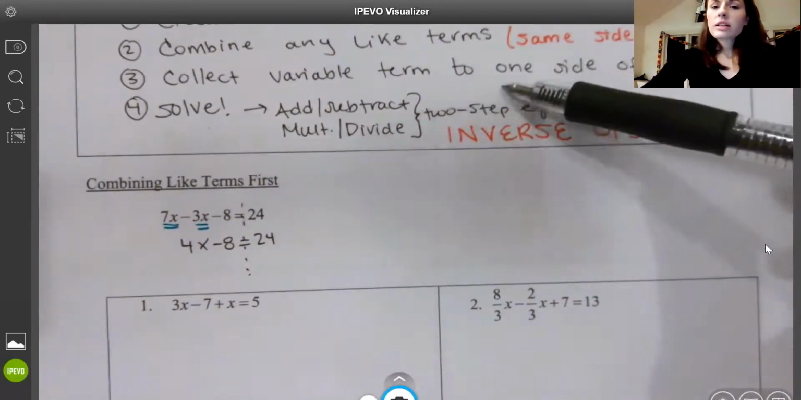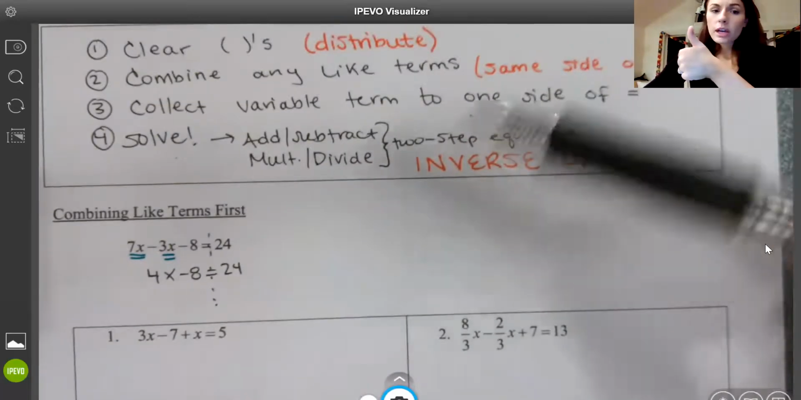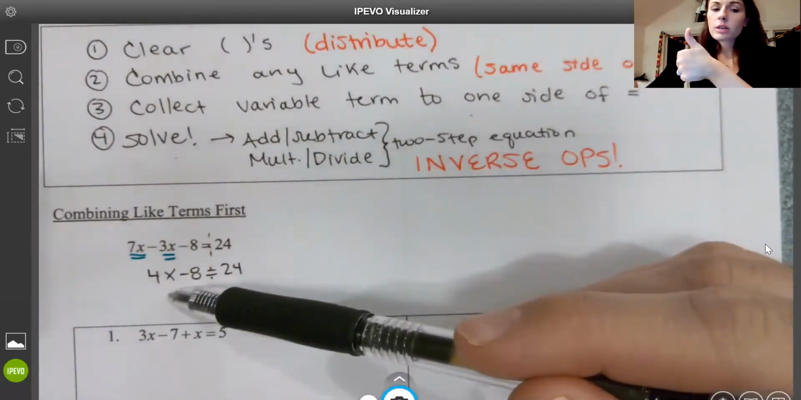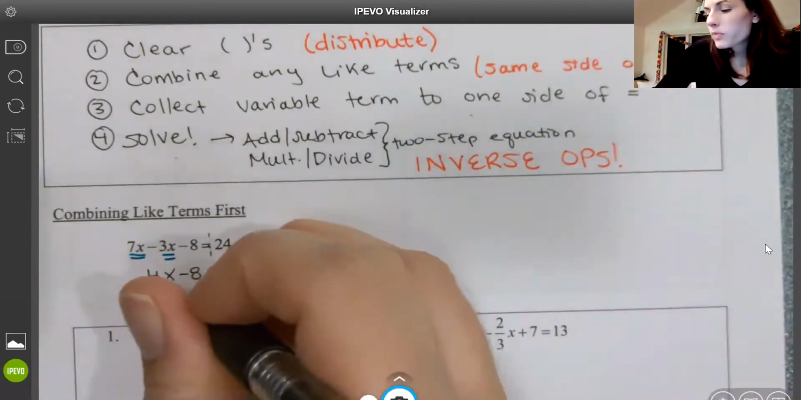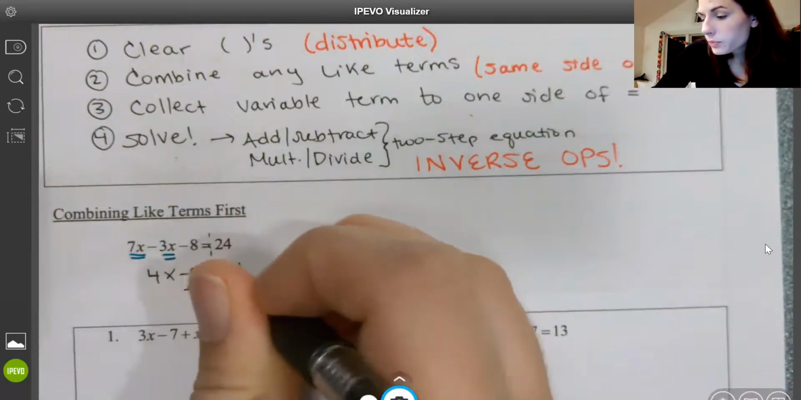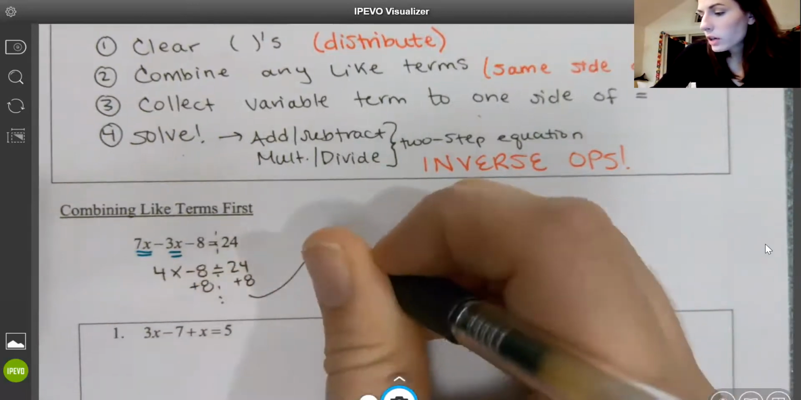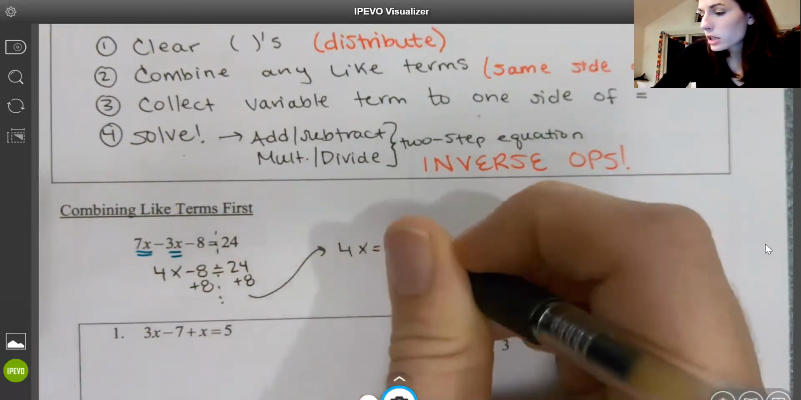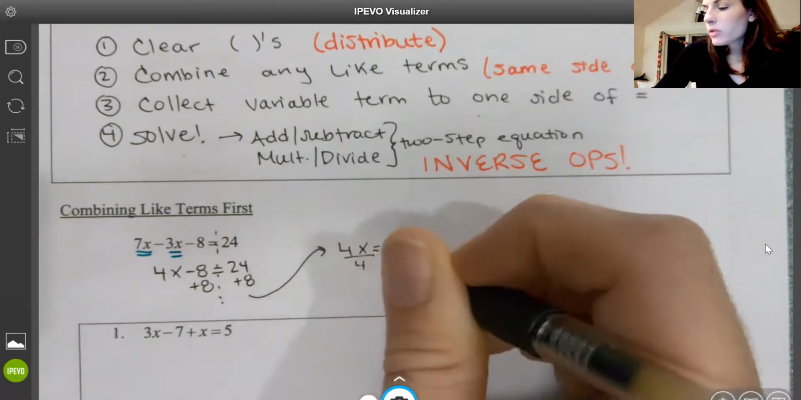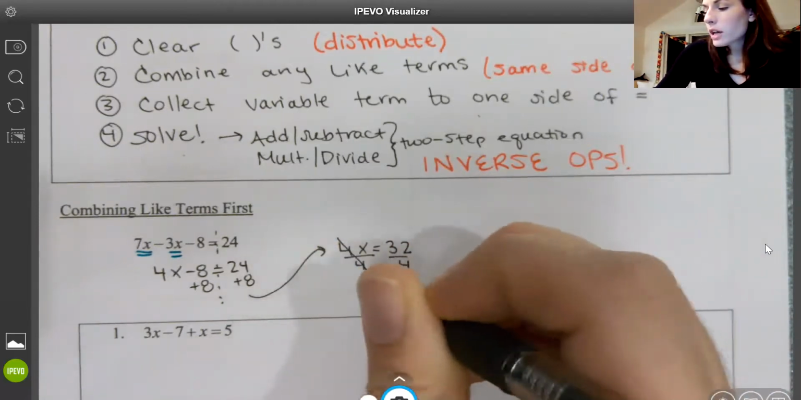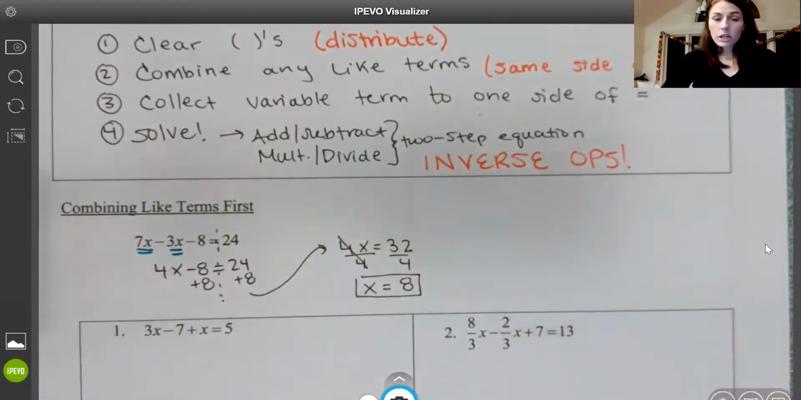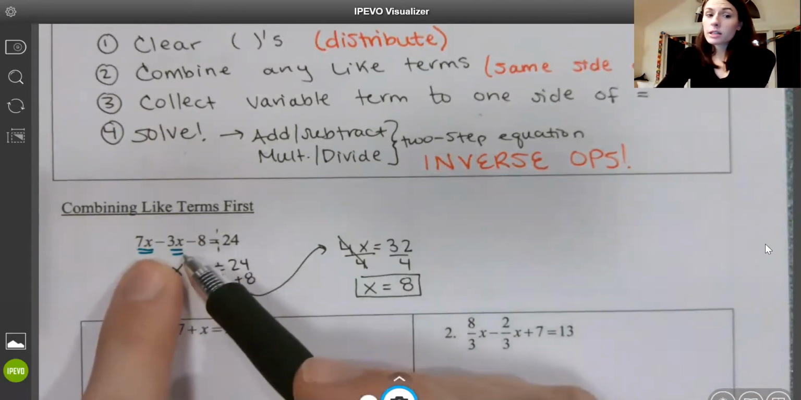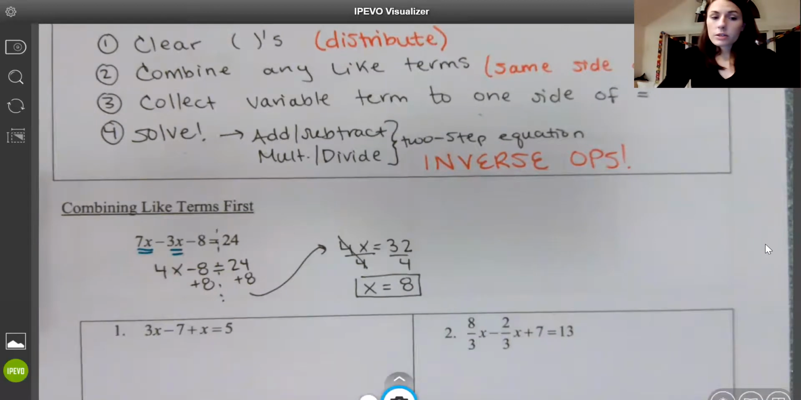Then step 3 is collect the variable term to one side. We're good, right? We already only have x on one side of my equal sign. So now I'm doing what we were just doing and solving. So I'll add 8, and I'll get 4x equals 32, and I'll divide by 4 on both sides, and I'll get x equals 8. And again, just like on our beginning examples, I could go back, plug 8 into the original problem anywhere that I see an x, and make sure that it works.